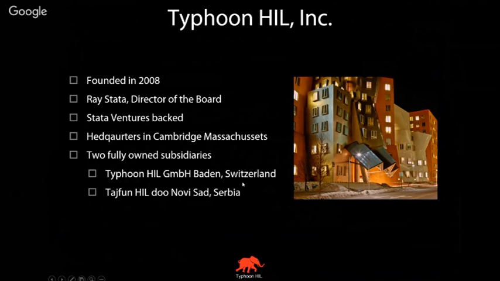So, three main offices of our company: one at MIT in Massachusetts, and then two more, one in Baden in Switzerland. We also have an office in Technopark Zurich, and a strong development center in Novi Sad in Serbia, where most of our engineering takes place.